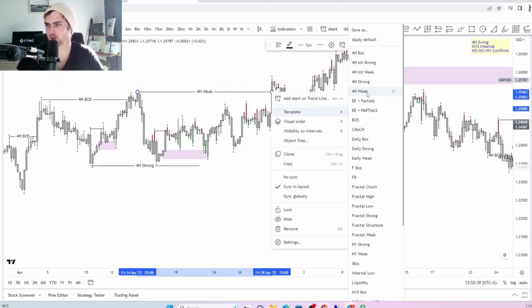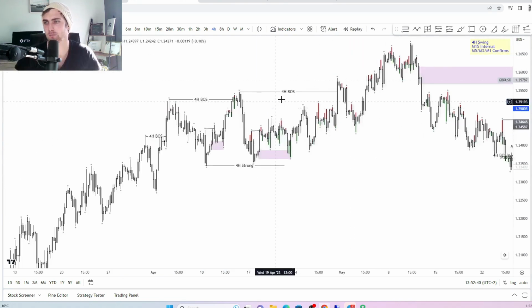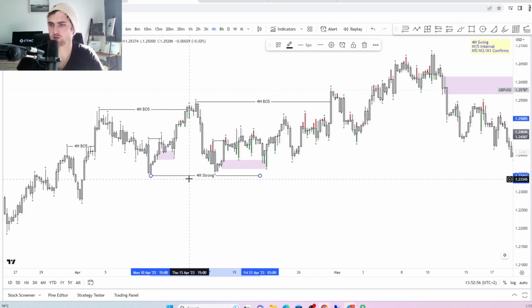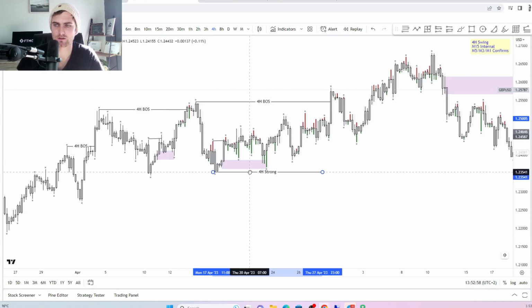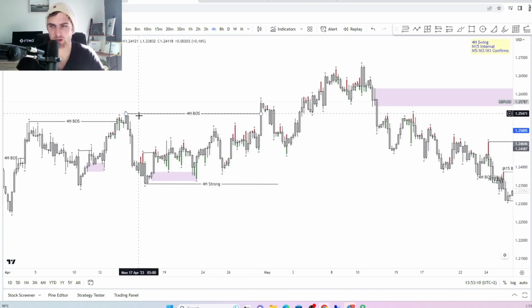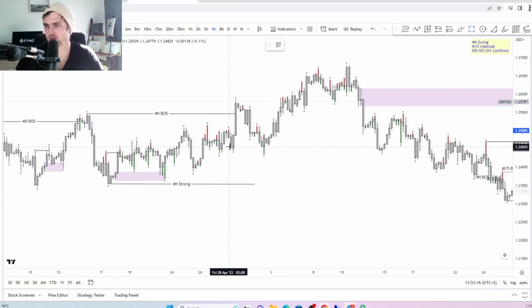Price then had that body closure above the 4-hour weak high, mitigating, creating a new swing structural range. This 4-hour break of structure was created by this new 4-hour strong low. After the 4-hour break of structure, price has the pullback with the internal break of structure to the downside. Price then mitigating areas of demand.